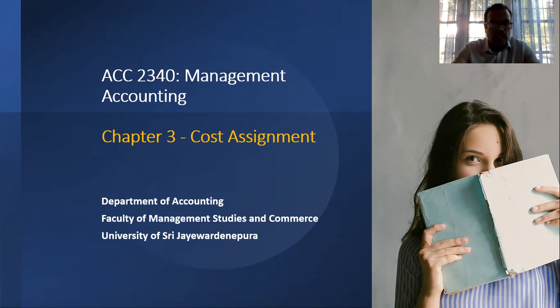Right now, today's title is cost assignment. So these two words are not difficult words. First, we'll try to understand the meaning of cost and assignment. Simply speaking, cost is the value of resources sacrificed for a particular purpose, for anything.